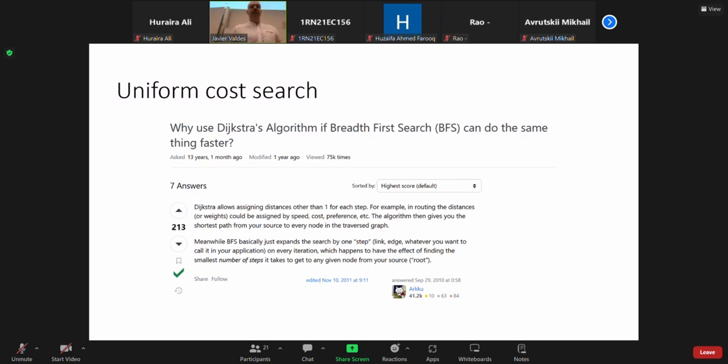And this is just a question from, I think Stack Exchange, but I don't remember if it is AI or computer science. So when do you think that you want to use the uniform cost search? What kind of problems do you think that you can solve with this?